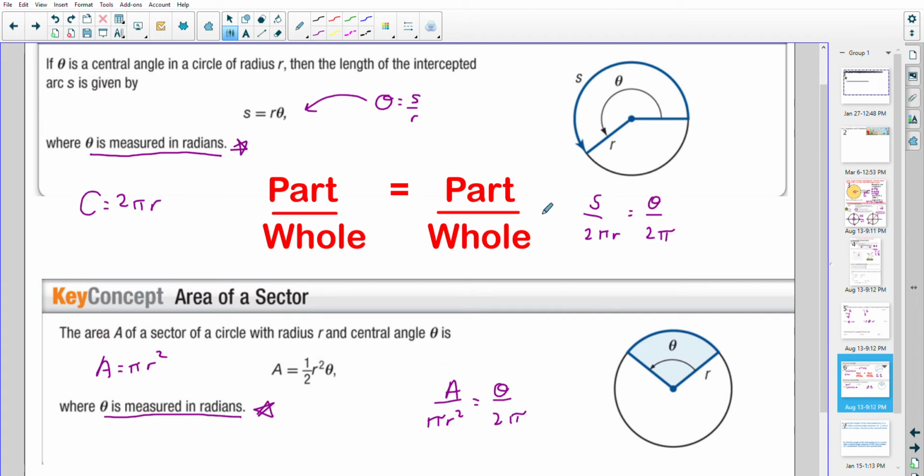And the proportion method is looking at part over whole equals part over whole. Arc length is to the whole circumference, as theta is to all the way around, 2 pi. Same thing here. Area is to the whole area, pi r squared, which equals theta over 2 pi.